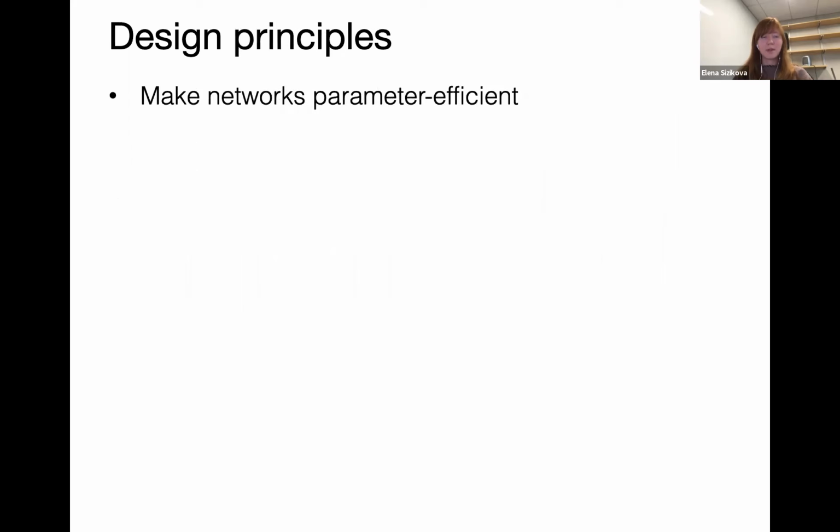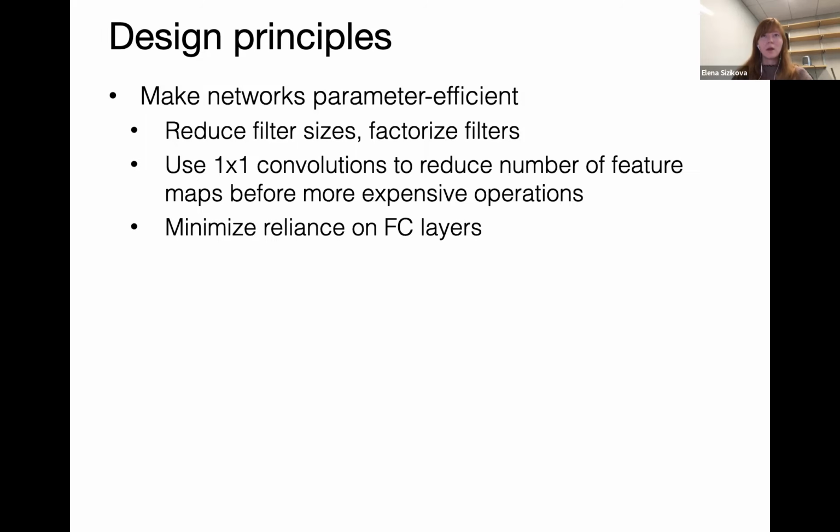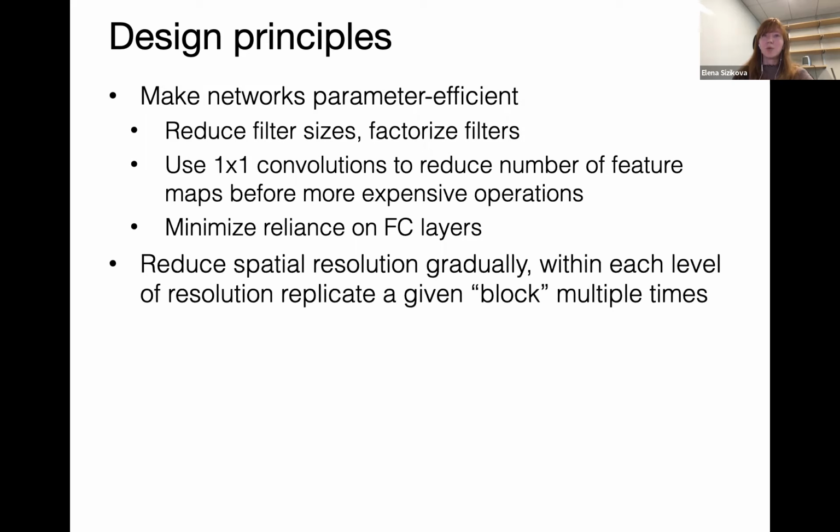So some design principles I talked about: we want to make hopefully efficient networks. We want to reduce the filter sizes, factorize filters, and use these one-by-one convolutions to reduce the number of parameters and not use very expensive operations. We want to not use fully connected layers, since I explained that they are very memory intensive. We want to use stride and pooling to reduce the spatial resolution quickly in every block of filters.